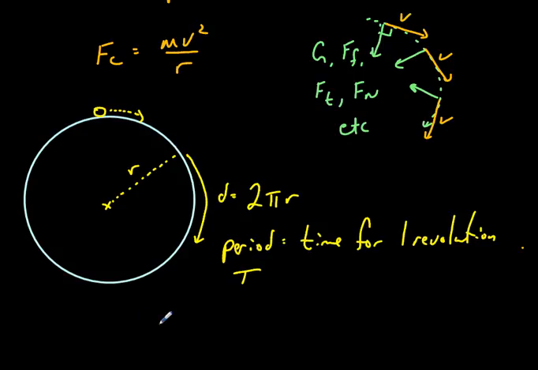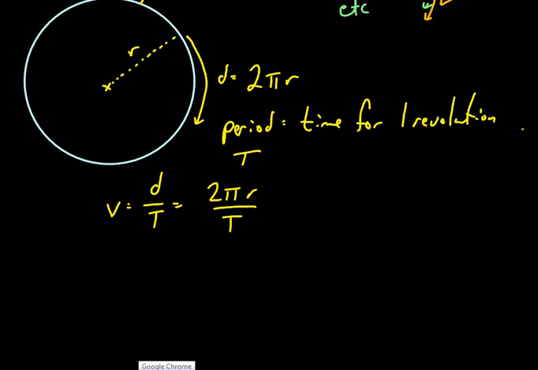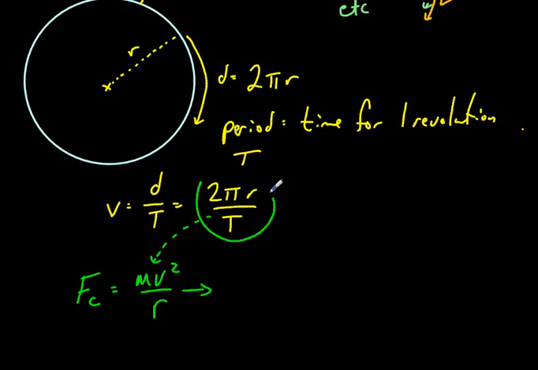So what we're going to do is recall that velocity, or speed in this case, because we're interested in the magnitude, is going to be equal to the distance around this circle divided by the period. So we can say it should be equal to 2 pi r over T. Do you agree with that? And we know this from before. So we should be able to substitute this in for velocity. That would look like this: m times 2 pi r over T, all of that squared, over r.